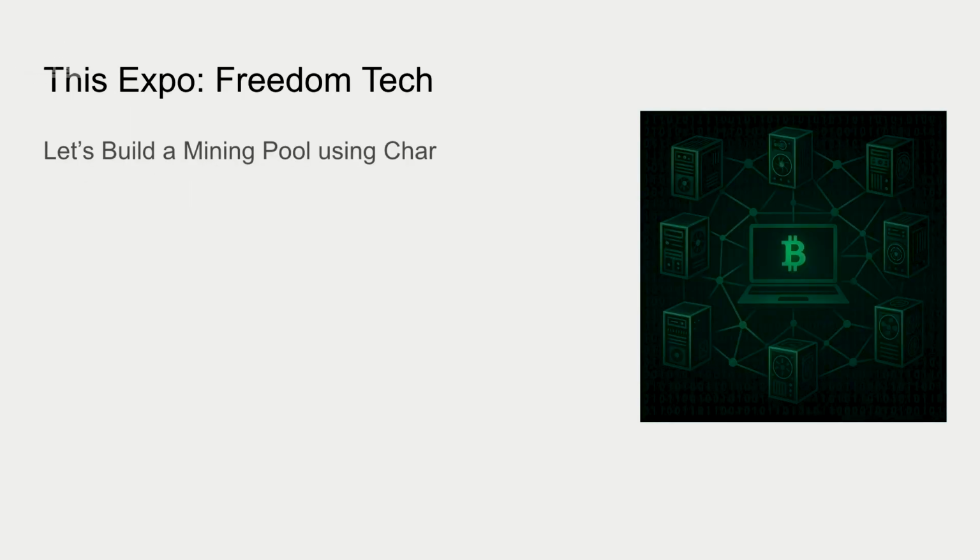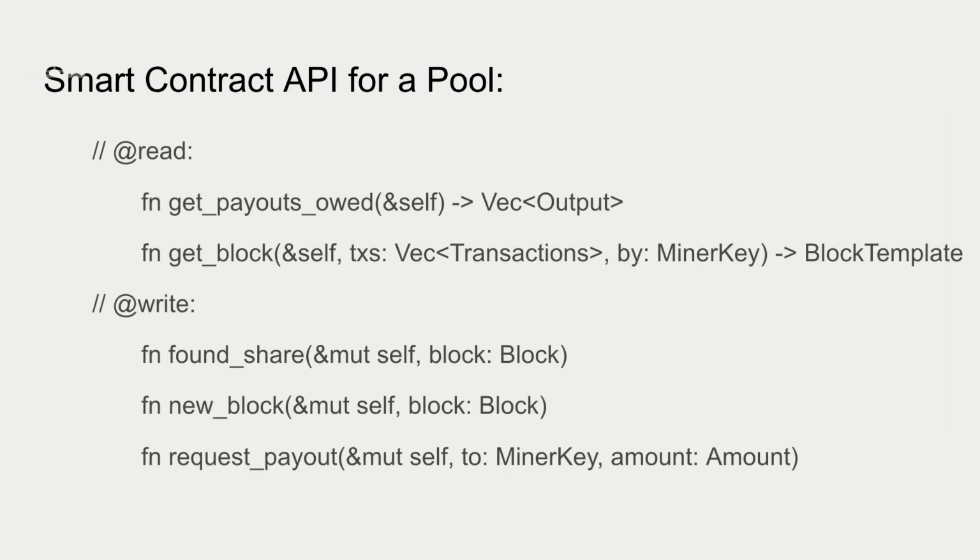So now that we have those basics on the Char architecture, let's look at what it would look like to put in a program that's specifically a decentralized mining pool. So the basic API that we would need is to be able to ask the contract for a block template. We'd say, hey, we are wanting to mine these new transactions. Please tell us what the block template should look like in order for the contract to recognize this as a valid block. And you would call this get block. That's a readable API.